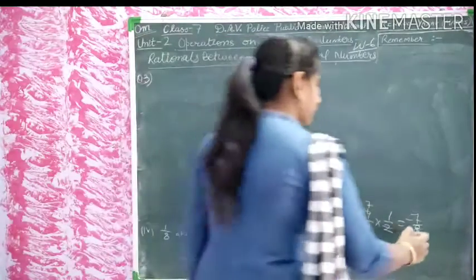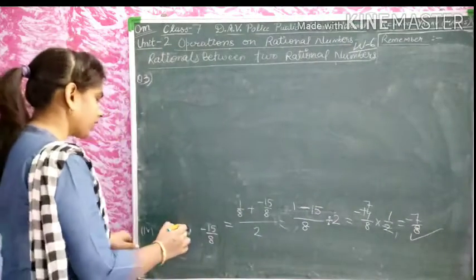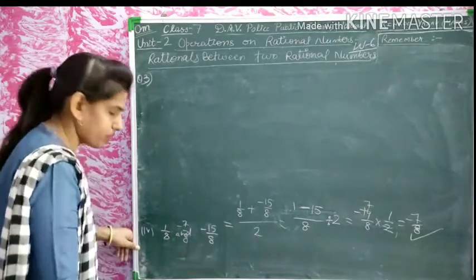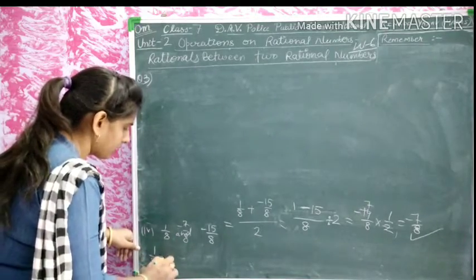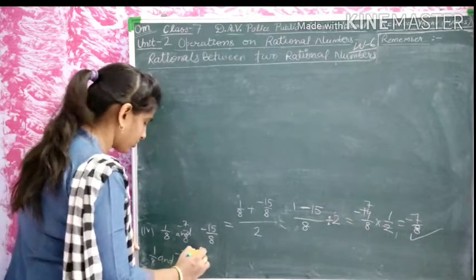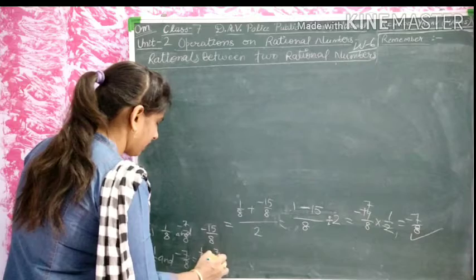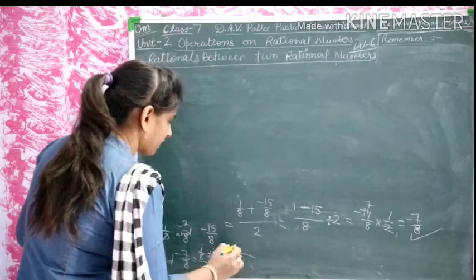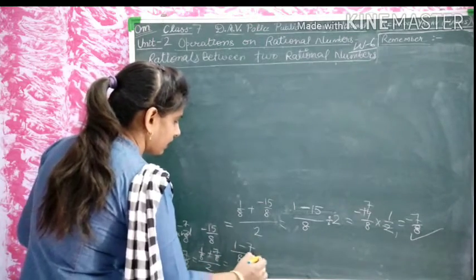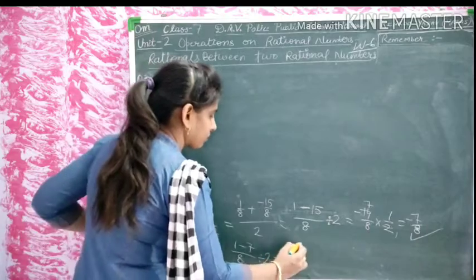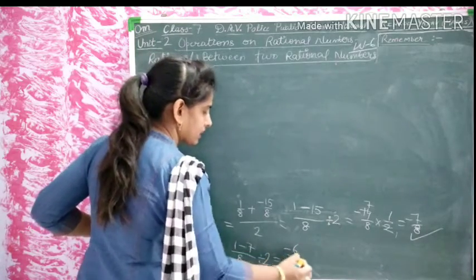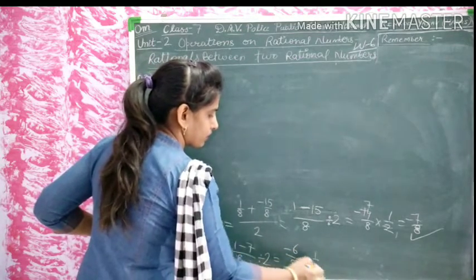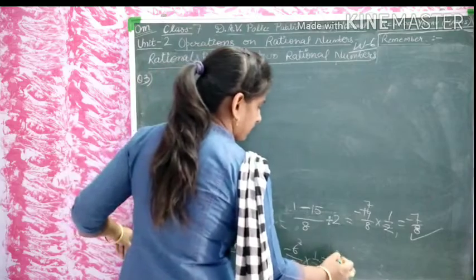This is the one rational number between two rational numbers. Now we will get another rational number between these two rational numbers. One number from this and one number from this. So 1 by 8 and minus 7 by 8, that equals 1 by 8 plus minus 7 by 8, and it will be divided by 2. The LCM is 8 here, 1 plus minus 7, and it will be divided by 2. It must equal minus 6 divided by 8, and it will change to multiply, and its reciprocal is 1 by 2. 2 ones are 2, 2 threes are 6. Its answer is minus 3 by 8.